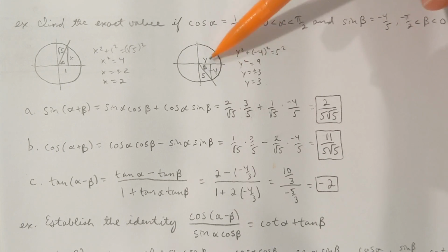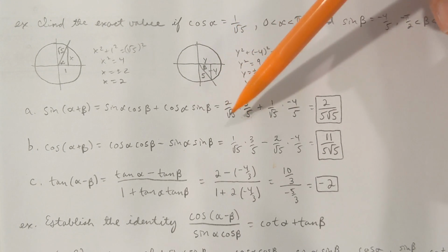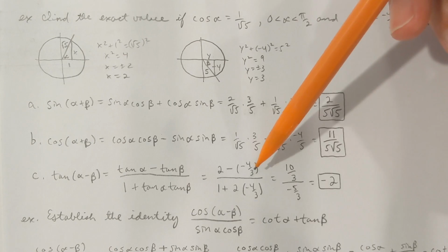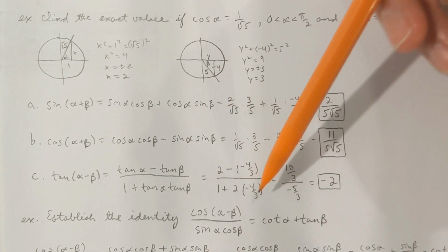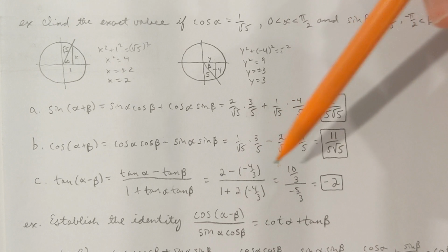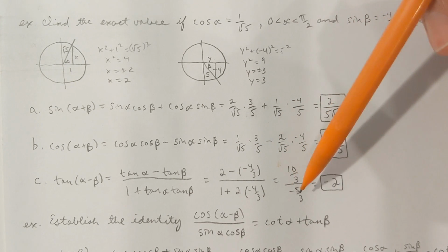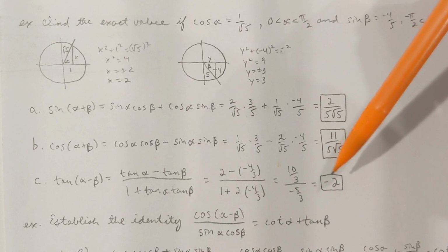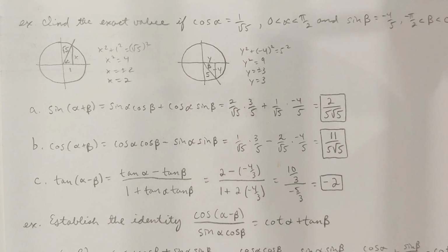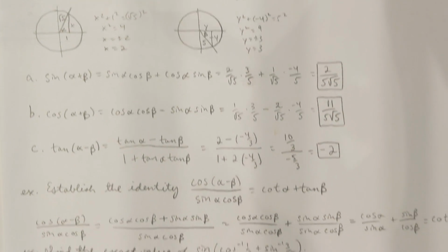Okay, again, opposite over adjacent, so that'd be negative 4 over 3, negative 4/3, divided by 1 plus tan alpha is 2 times tan beta is negative 4/3. Simplify that, 10/3 divided by negative 5/3, flip the denominator and the 3's cancel. 10 over negative 5 is negative 2, would be the exact answer then.